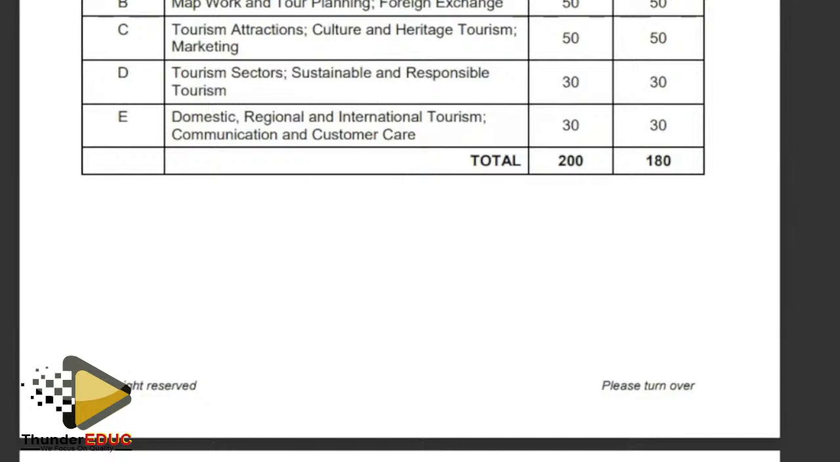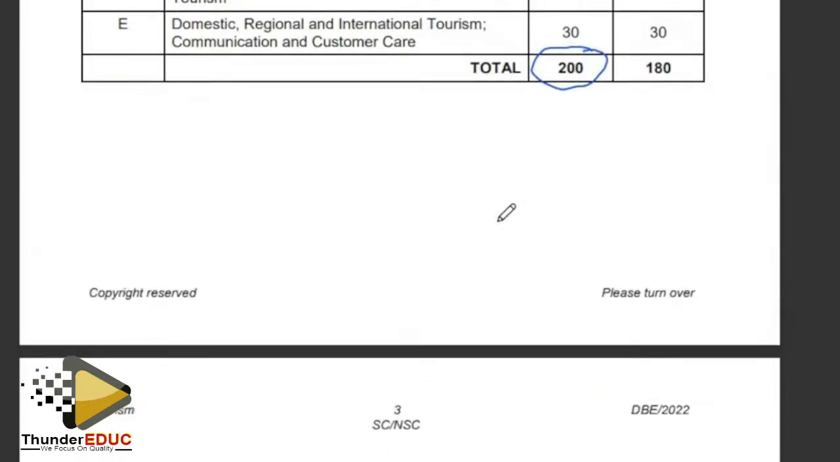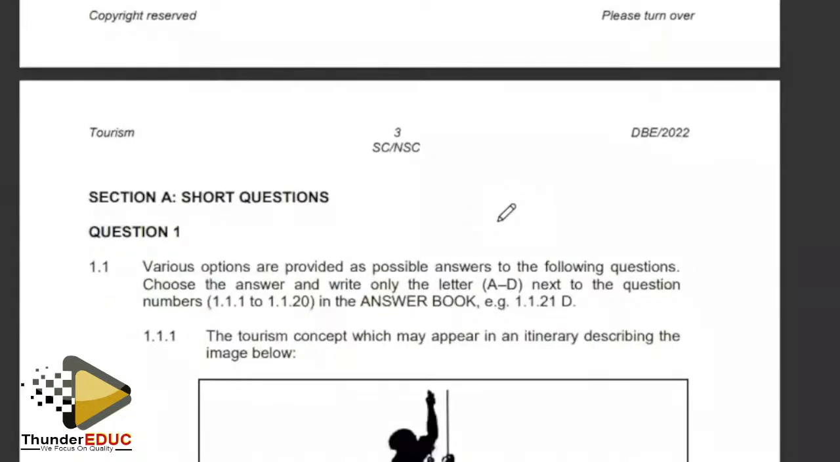Then the total mark allocation for this paper would be 200 marks. So in tourism, always bear in mind that you only write one paper, which consists of a total of 200 marks. Now let's move on to section A, which consists of short questions.